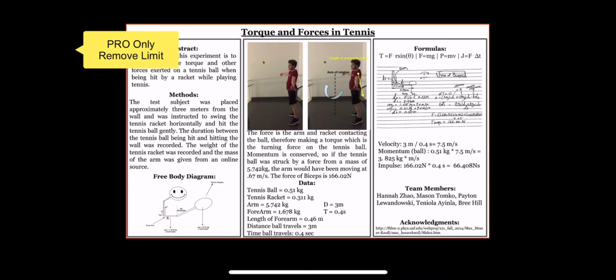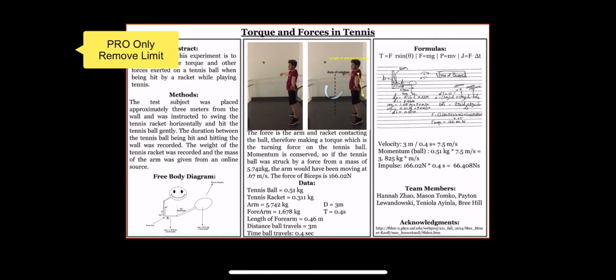In this lab, we tried to find and analyze all the different forces that were exerted during a sports activity using torque. For my group's example, we chose tennis. We chose to analyze the forces exerted on a tennis ball when it is hit with a racket during a match of tennis. For this specific example, we had Mason, a member of our team, stand about 3 meters from a wall and horizontally hit a tennis ball with a tennis racket.